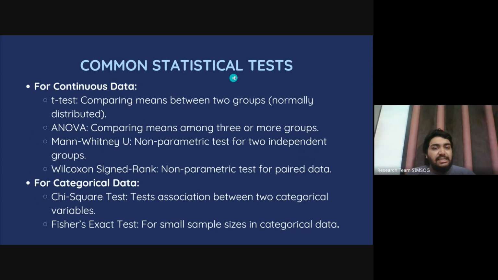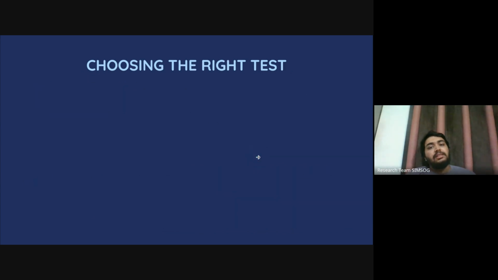Now, what are some common statistical tests? For continuous data, we have tests like the t-test, ANOVA test, Mann-Whitney U test, Wilcoxon's signed rank test, Kruskal-Wallis test, and a lot of such tests. For categorical data, we have the chi-square test, Fisher's exact test, and so on. Now, forget the descriptions about these, because I'll come to that in a while. For now, I just wanted to enumerate those. Now, how to choose the right test? As I told you, you need to know certain parameters for choosing the right test.